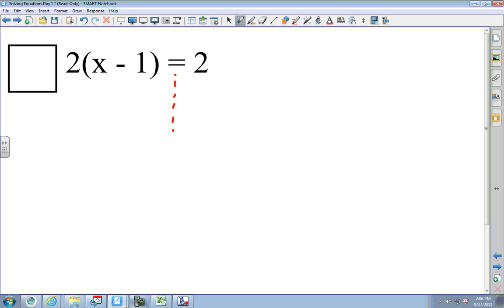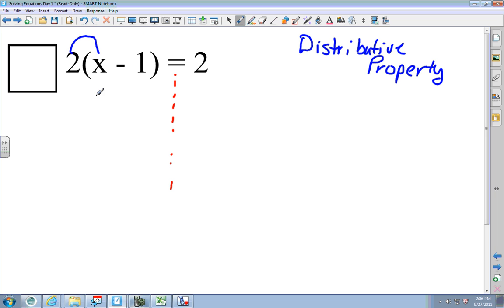Let me draw my dotted line here. Now, you notice there's a parentheses around this. This means two groups of x minus 1. Well, right here, we're going to do the distributive property. I call it hippity-hoppity, just trying to find something to rhyme with it, to remember. Hippity-hoppity, distributive property. You take 2 times x, 2x. Then you take 2. Don't forget this. 2 times negative 1 is negative 2.